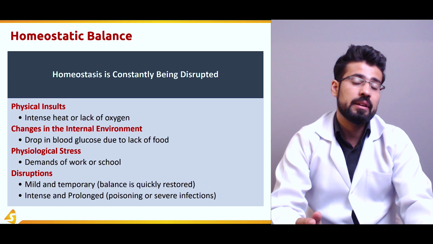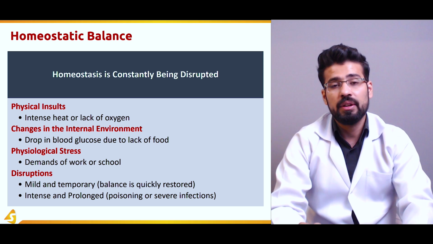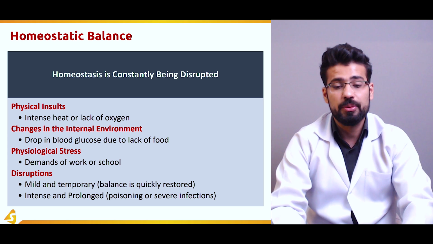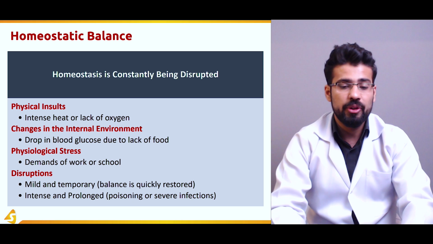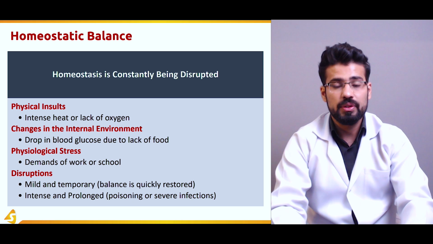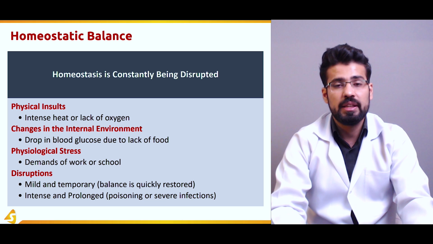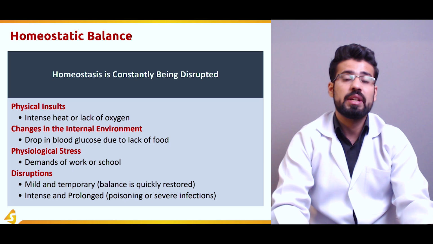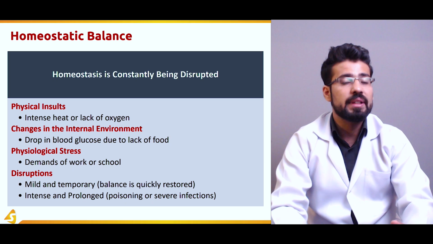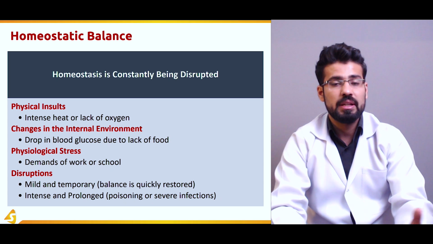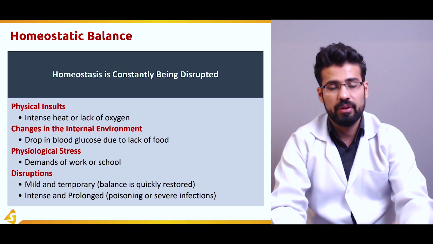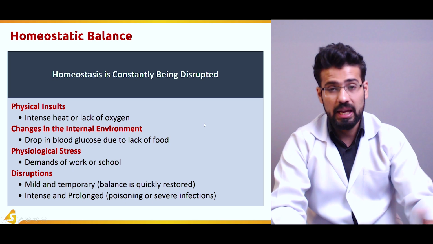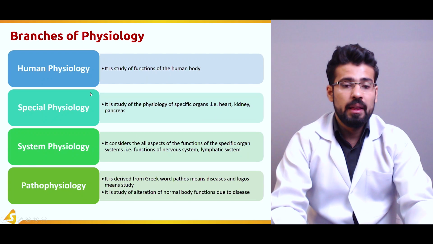For example, there is a high demand on students to work at school, and there are disruptions, either mild or temporary. Of course, these mild disruptions are quickly restored by the very efficient homeostatic functions of the body. And there are also intense and prolonged disruptions. For example, severe poisoning, or, let's say, cirrhosis of the liver, which is intense and very prolonged.